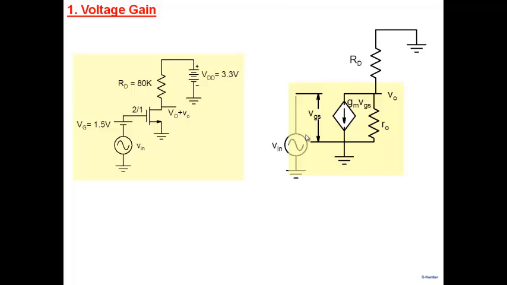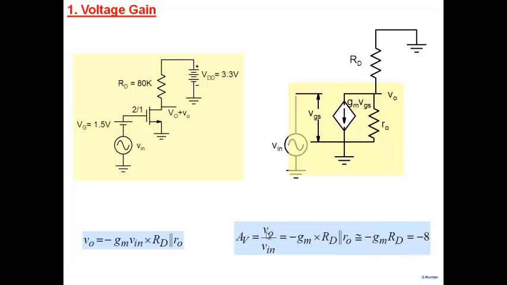And it's straightforward to calculate. We know that VGS will be equal to Vin, the applied voltage here. So this current source is nothing but GM times Vin. And this current source flows through a parallel combination of R0 and RD. And so we can very easily write V0 equal to minus GM Vin, that's the current source, multiplied by RD parallel R0. And that's the net resistance at the output node. Therefore, the voltage gain V0 by Vin will be equal to minus GM times RD parallel R0.